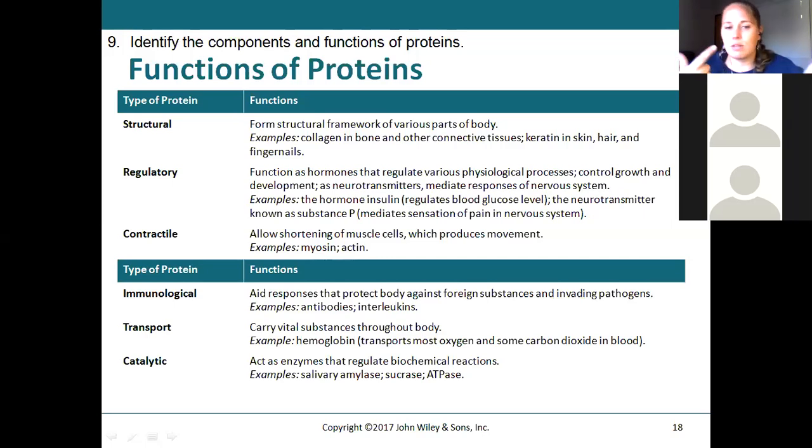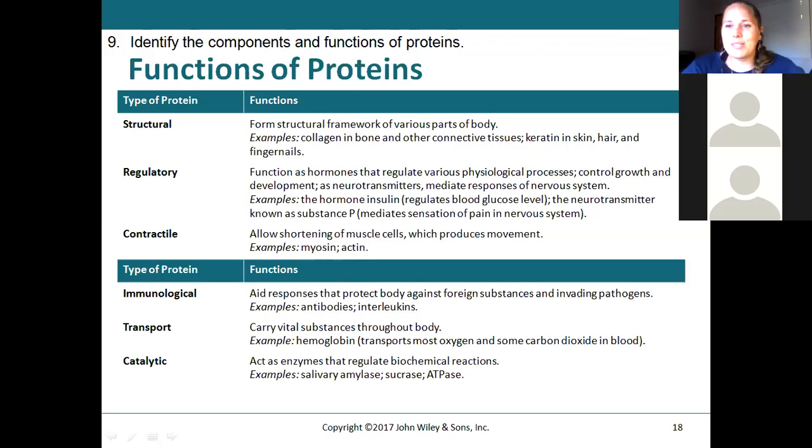Transport, it's important that our bodies get oxygen to all of its tissues, and so hemoglobin is a great example of a transport molecule. It's a 4 subunit molecule that has an iron associated with it, and that allows oxygen to bind to that particular set of proteins and allows it to travel to all the distant locations within our human body.